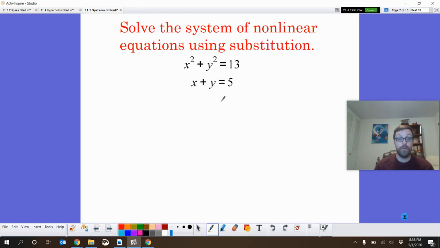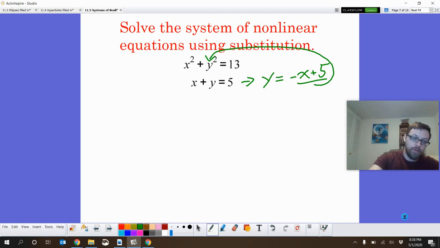So what I'm going to do first is isolate one of the variables. I don't want to try to isolate these squareds because that's going to be a pain. So I want to do x or y. I'm going to go after y just because. So I'm going to convert this equation into y equals negative x plus 5. Then I can easily plug it in right there where that y is. So I'll rewrite the equation as x squared plus parentheses squared equals 13, and I'll put that negative x plus 5 in there.